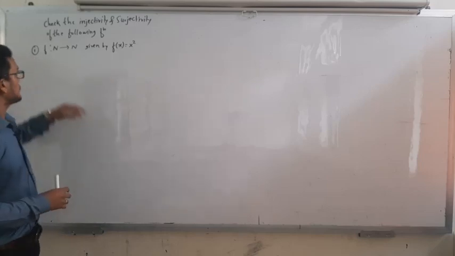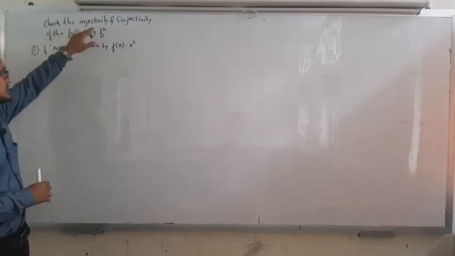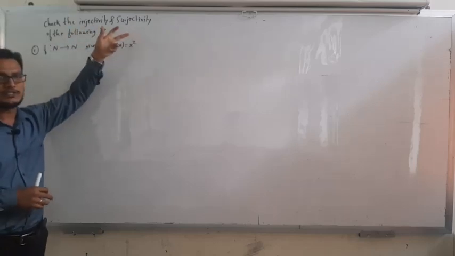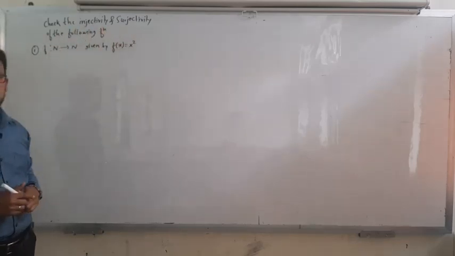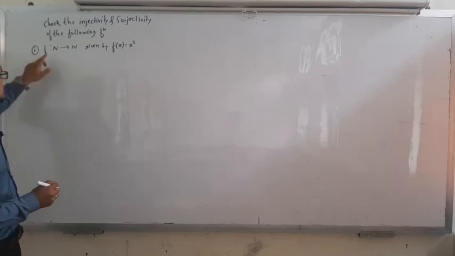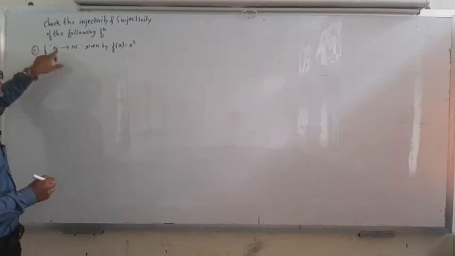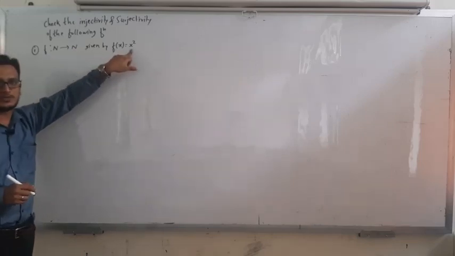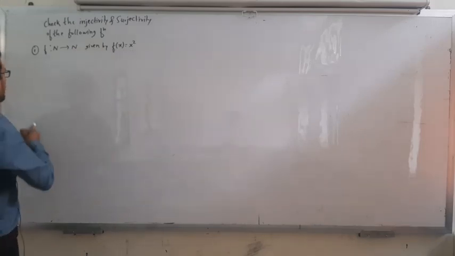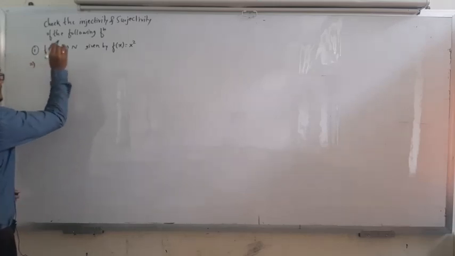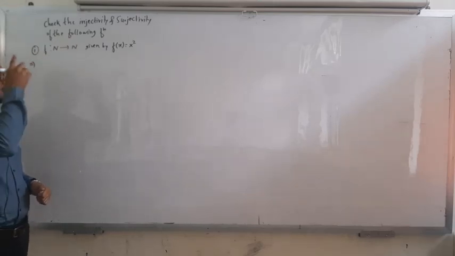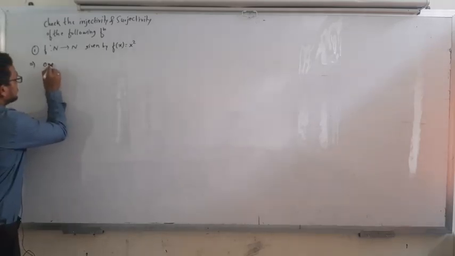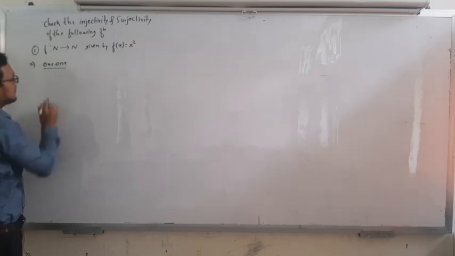Now the question is, check the injectivity and surjectivity, meaning check whether it is one-one and onto, of the following functions. Here the first function is f, a mapping from N to N, given by f of x equals x square. We have to check whether it is injective and surjective, or I can say whether it is one-one and onto or not. First we'll check whether it is one-one or not.